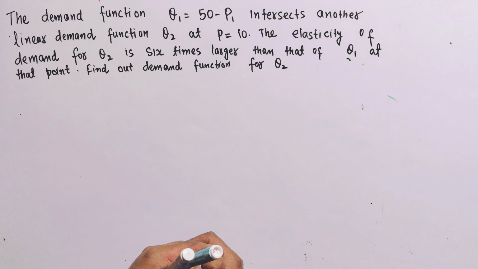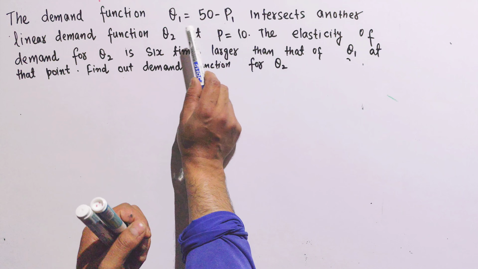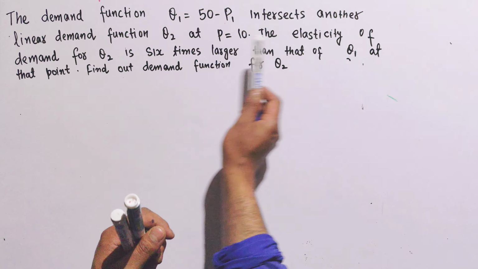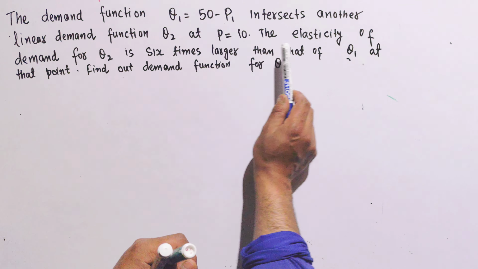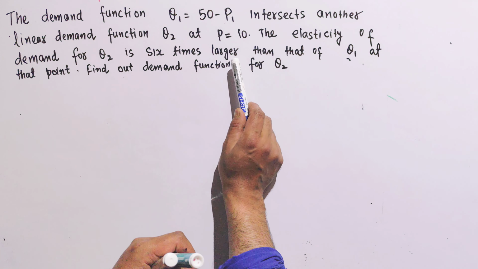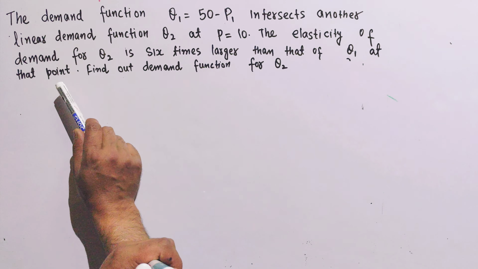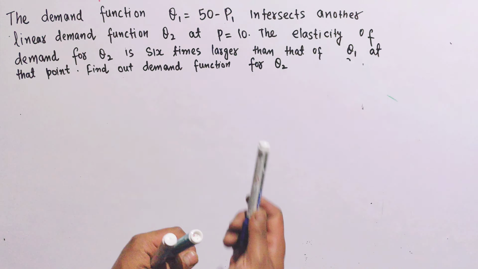Let's solve a tricky question on elasticity of demand. The question is: the demand function Q1 is equal to 50 minus P1 intersects another linear demand function Q2 at P is equal to 10. The elasticity of demand for Q2 is 6 times larger than that of Q1 at that point. We have to find out the demand function for Q2.